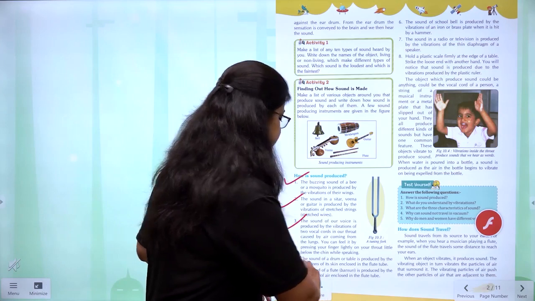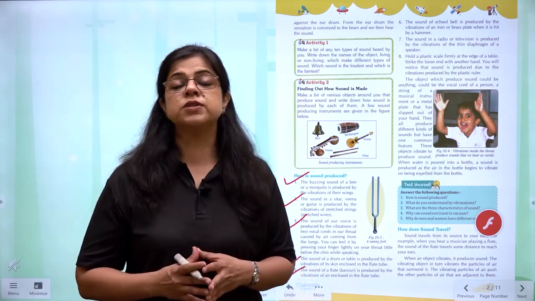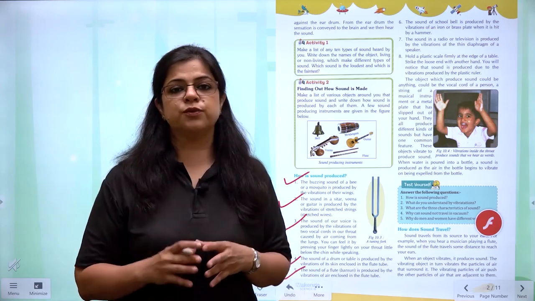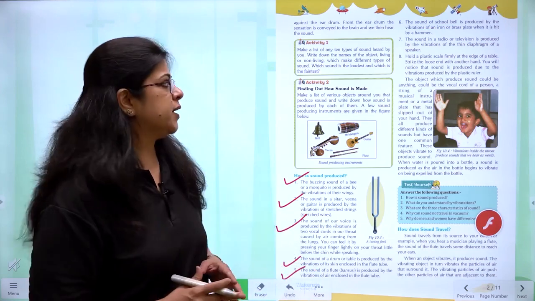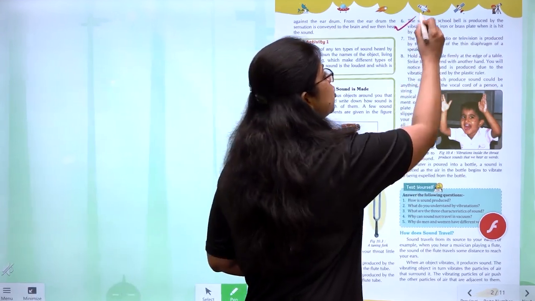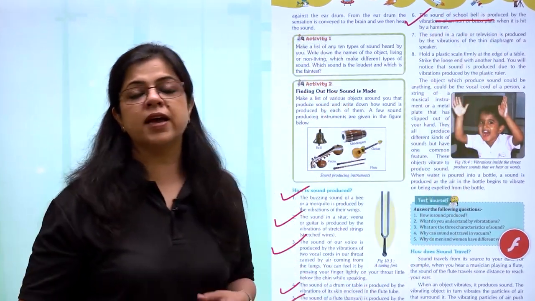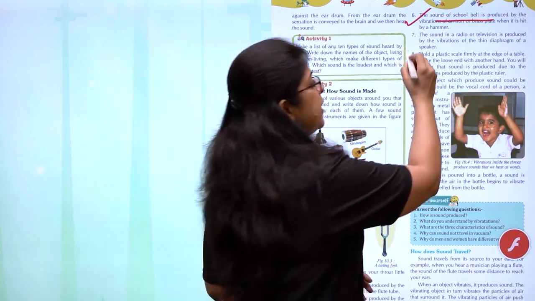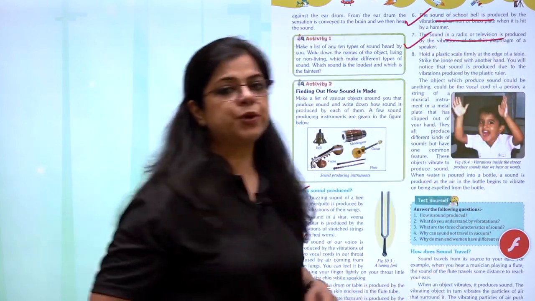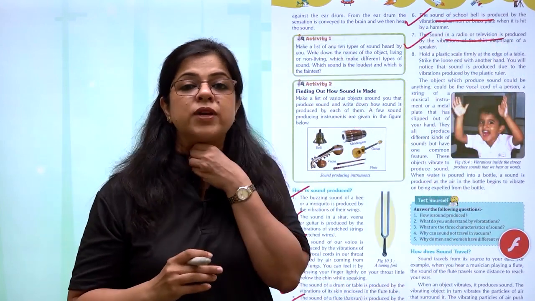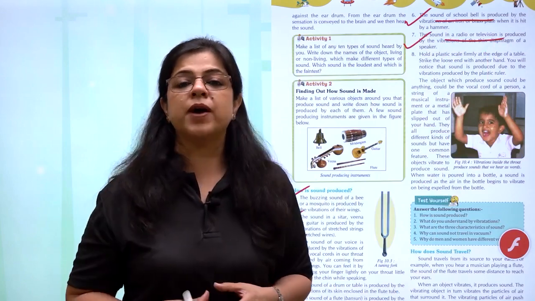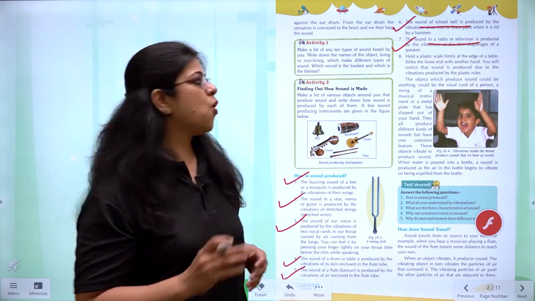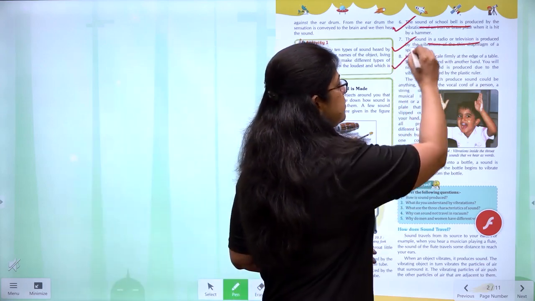The sound of a flute is produced when you control the passing air across the flute with the help of your fingers. How is the sound of a school bell produced? By hammering an iron plate. Sound of radio and television is produced just like the sound here. It is produced by the vibration of a thin diaphragm that is fitted inside the television or the radio.